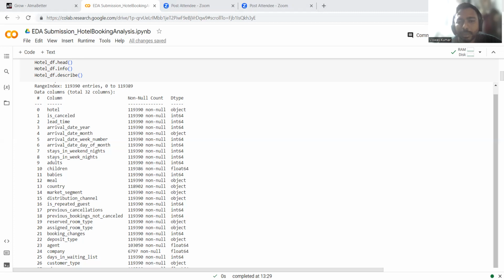Univariate analysis is the simplest analysis, where you are analyzing only a single variable. This means we are focusing on a single variable, like hotel, in each column. We are taking only a single variable into our consideration.